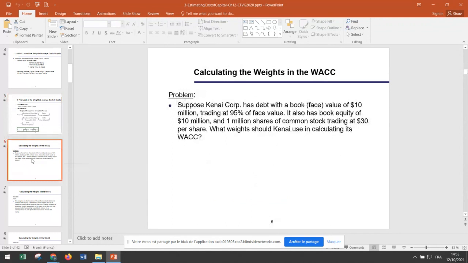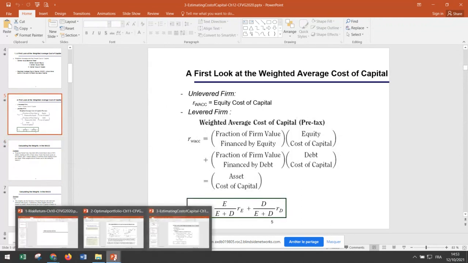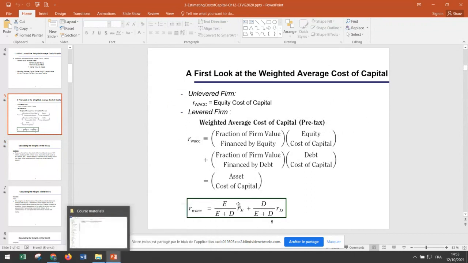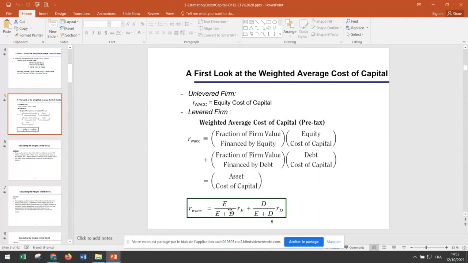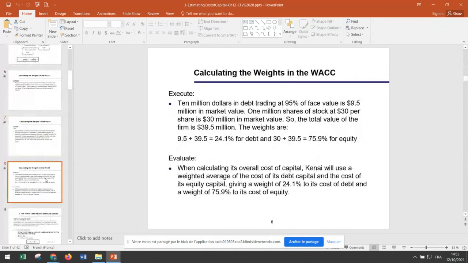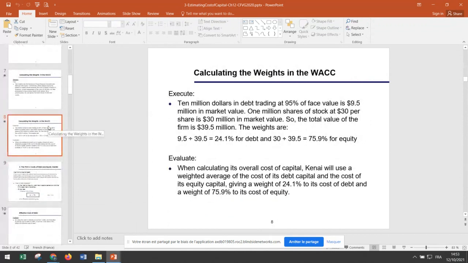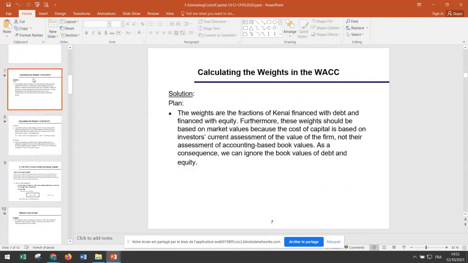The only thing that often makes people make a mistake in the exam is that the D and the E here refer to market value. We don't use the book value. The D should be the market value of debt. The E should be the market value of equity. You have some exercises that show you how to compute the market value of equity and market value of debt.